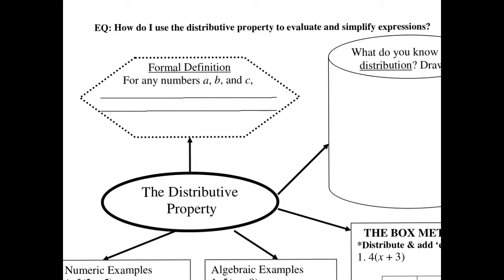So today's lesson is on the distributive property. We use the distributive property to simplify algebraic expressions and to solve equations. The formal definition says that for any numbers a, b, and c, c times the quantity a plus b equals ac plus bc.